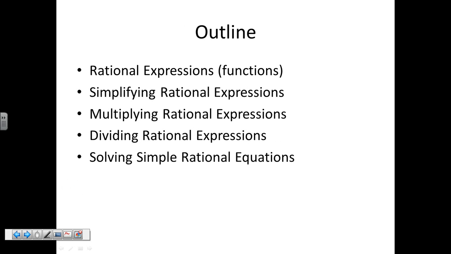The outline for this video, we'll talk about what a rational expression is and briefly look at a rational function. We're going to look at simplifying rational expressions. Then we'll take a look at multiplying and dividing rational expressions, and then end by again solving some simple rational equations.